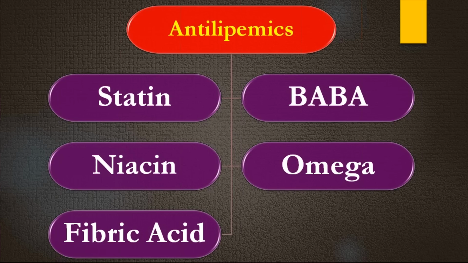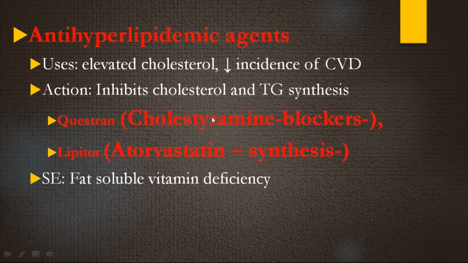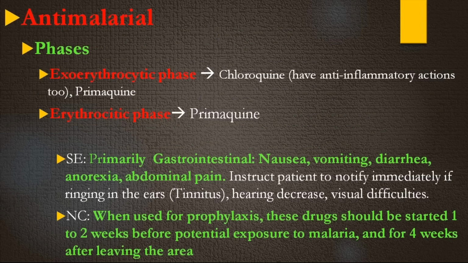So, just remember this main thing about the antilipemics, okay? Questran, cholestyramine, what is BABA? Lipitor, atorvastatin is the Lipitor. Mostly we give Lipitor at night because that is going to inhibit the production of cholesterol.